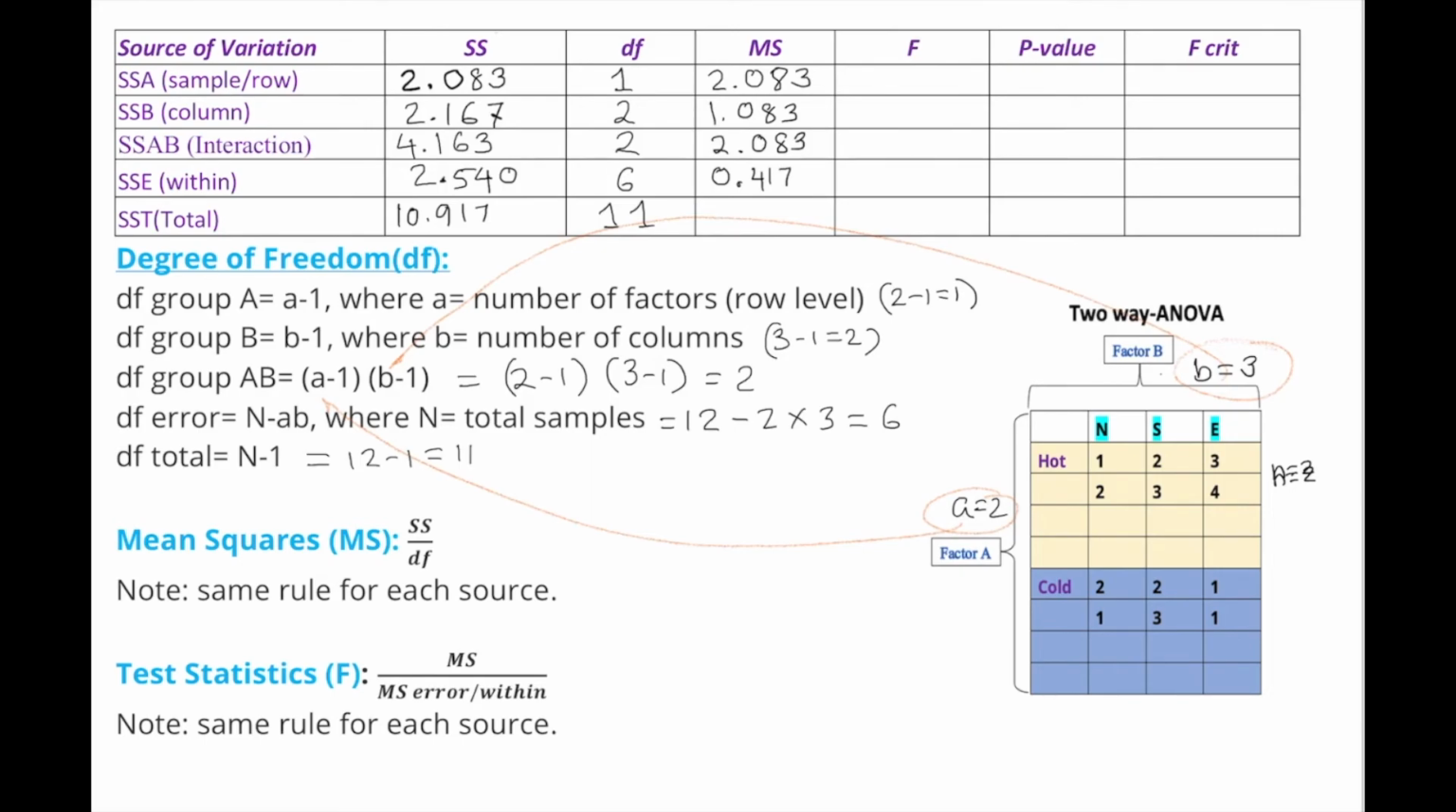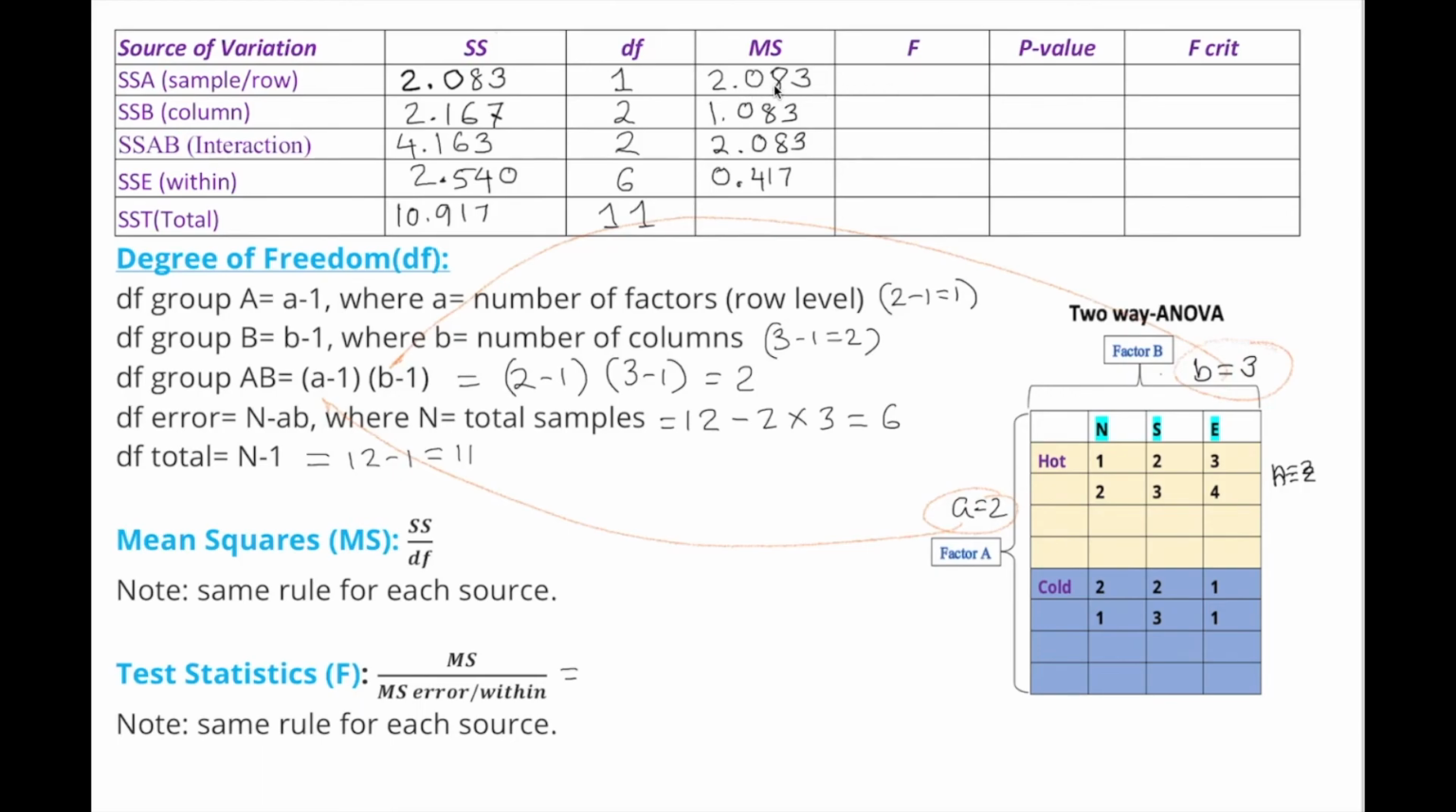Okay, now we're going to look for the test statistics. What is the rule? For the test statistic we use the mean square divided by the MS error. This is the mean square for row, mean square for column, mean square for interaction, and this is the within. Remember, we need 3 F tests, 3 statistics. In two-way ANOVA with double factor, we're going to have 3 F statistics, and of course 3 null and alternative hypotheses too.